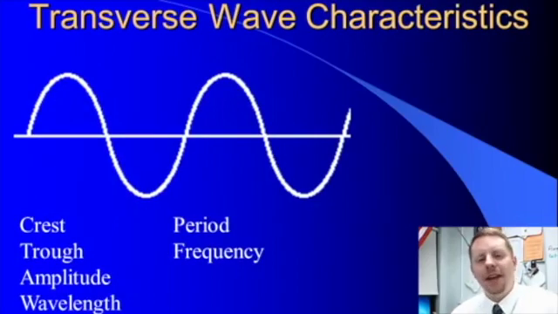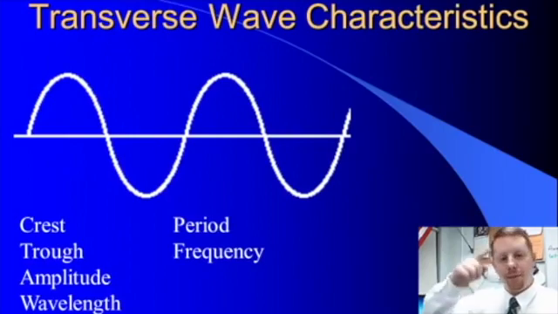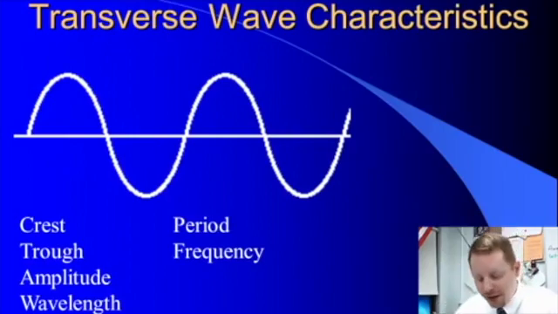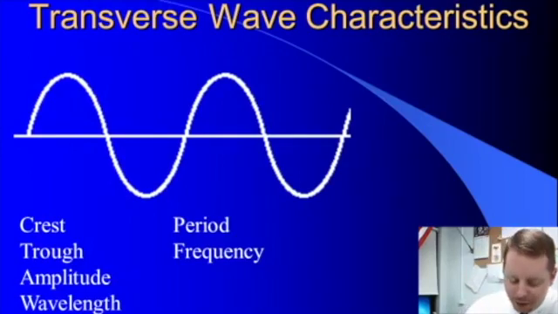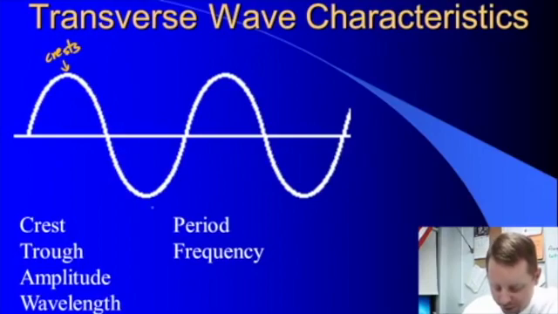So let's start off by looking at a transverse wave. And if you recall, a transverse wave is a wave in which the direction of the wave's velocity is perpendicular to the direction of the movement of the particles of the wave. So, if we have a transverse wave, we can label a number of points on the wave. The high points or peaks we call crests, and the low points we call troughs.